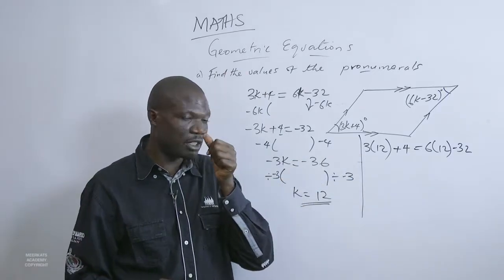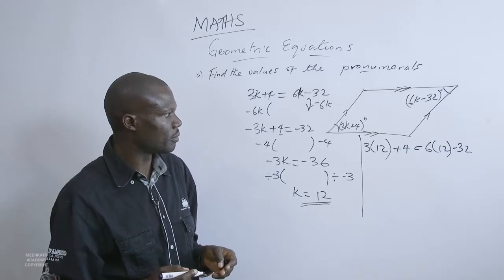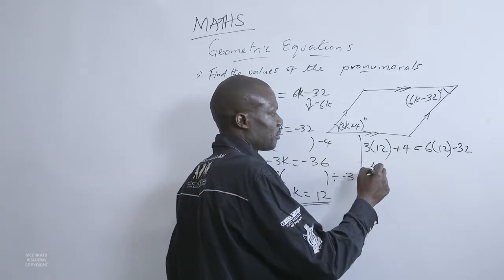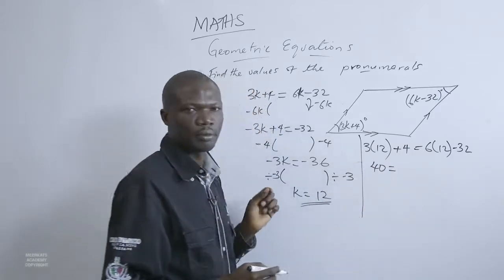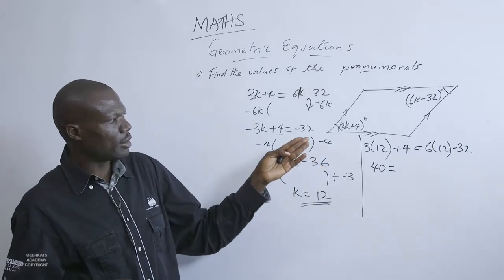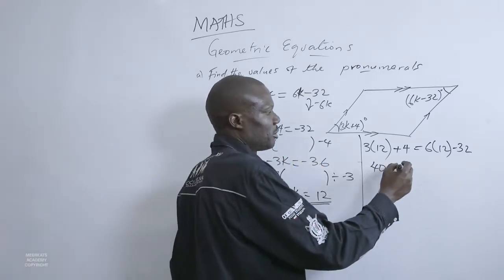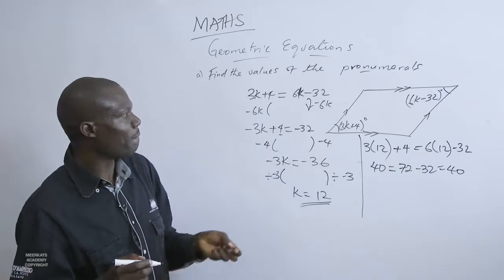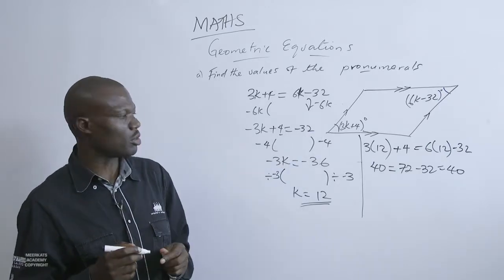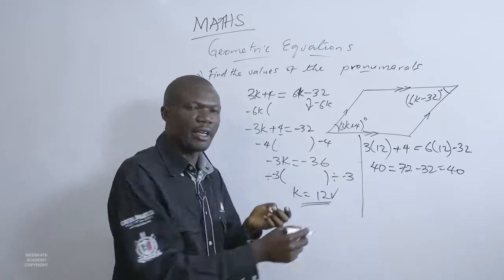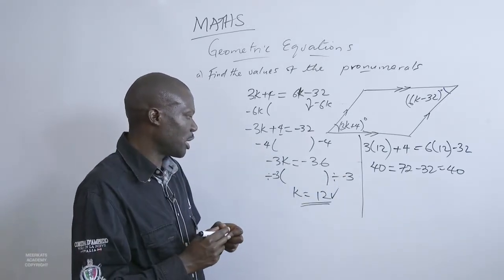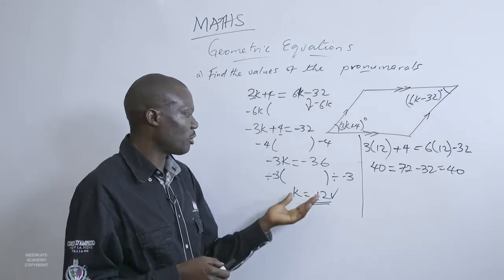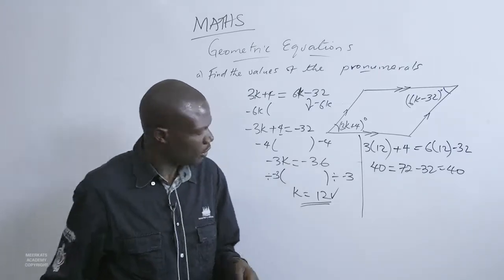3 times 12 is 36. 36 plus 4 gives us 40. Then 6 multiplied by 12 is 72, minus 32 will give us 40. So it is very true that what is on the right-hand side is the same as what is on the left-hand side. Therefore, k is our solution, and its value is 12.